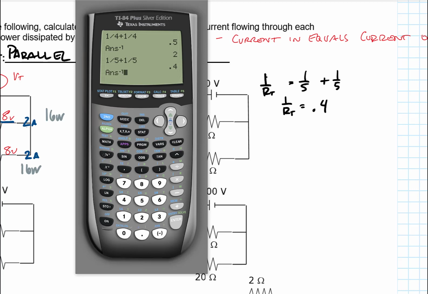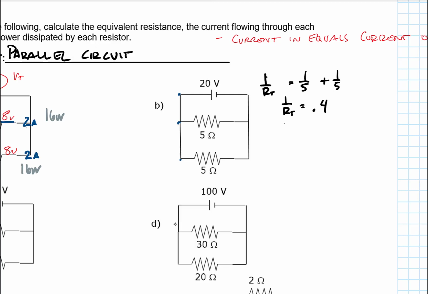If I want R total, we take the inverse of that. That's the x to the negative 1 button. Ends up with 2.5 being R total. So R total comes out to be 2.5 ohms. That's our equivalent resistance.